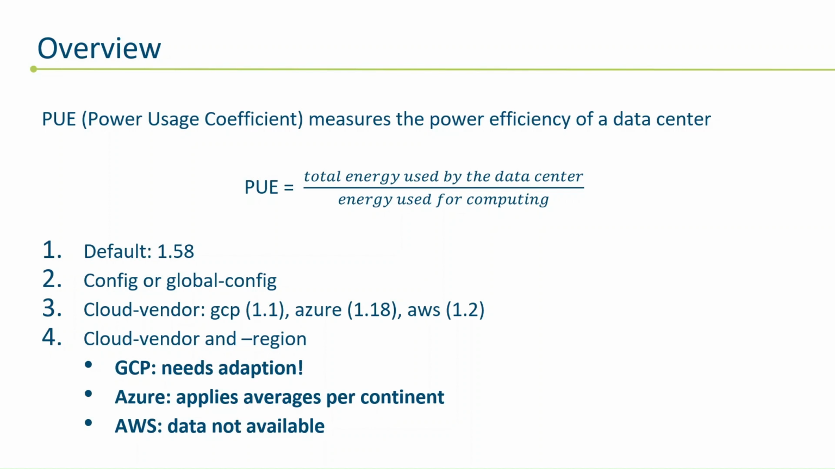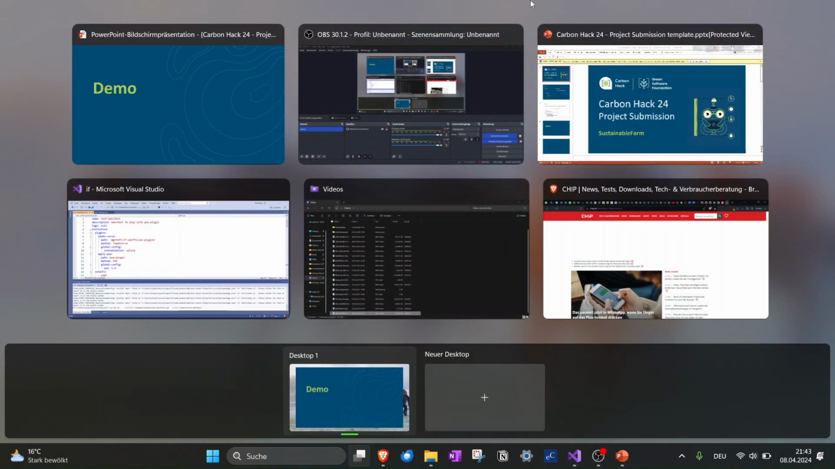That's the default. You can give the PUE value in the config or global config. And if you give the cloud vendor, then the plugin uses some cloud vendor average values, like 1.1 for Google. And if you also give a region, then there is a CSV file that is read, and this needs some adaptation. Okay, let's get started with the demo.